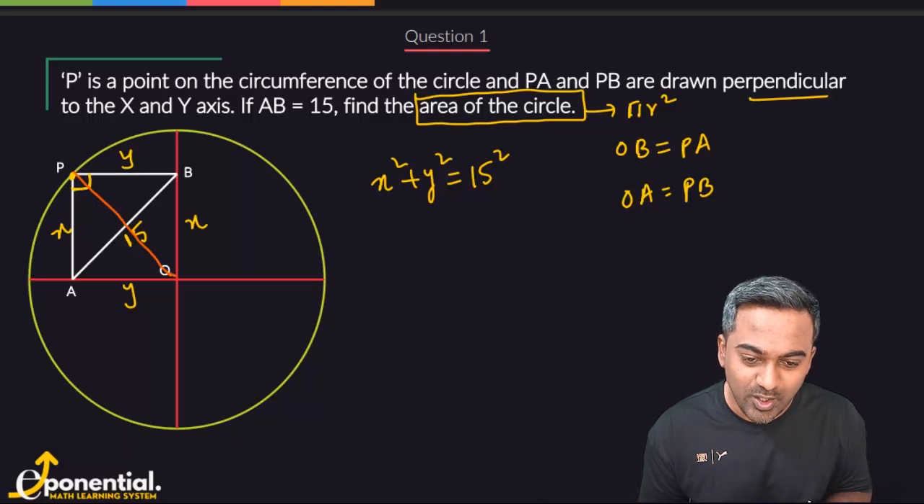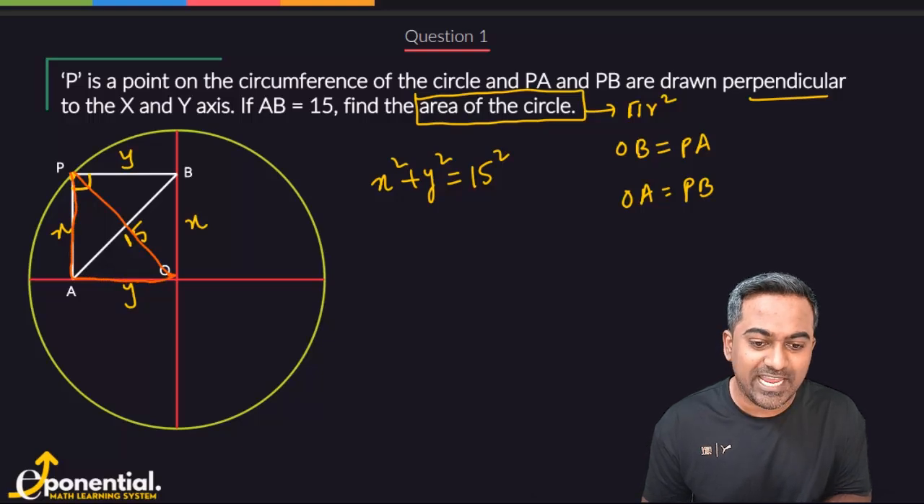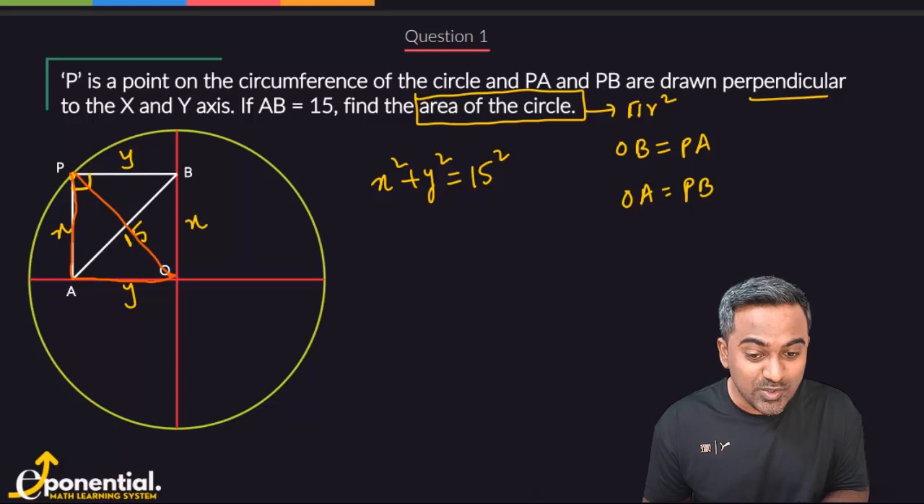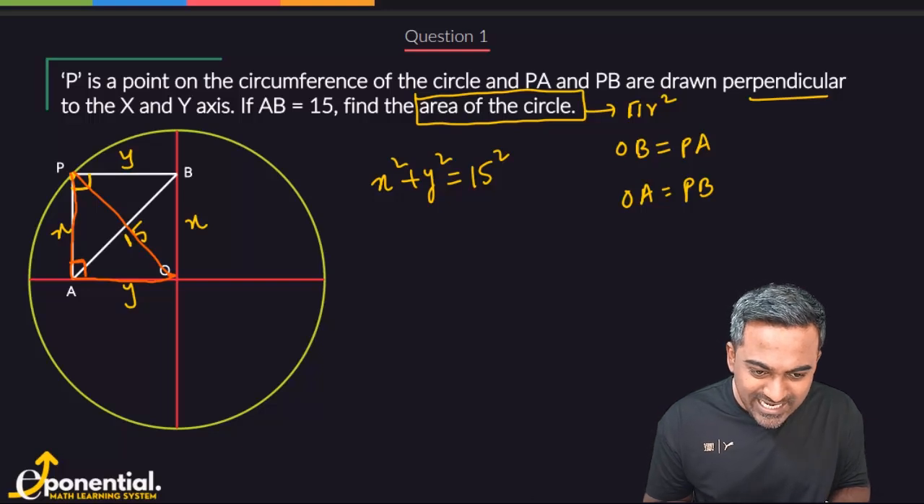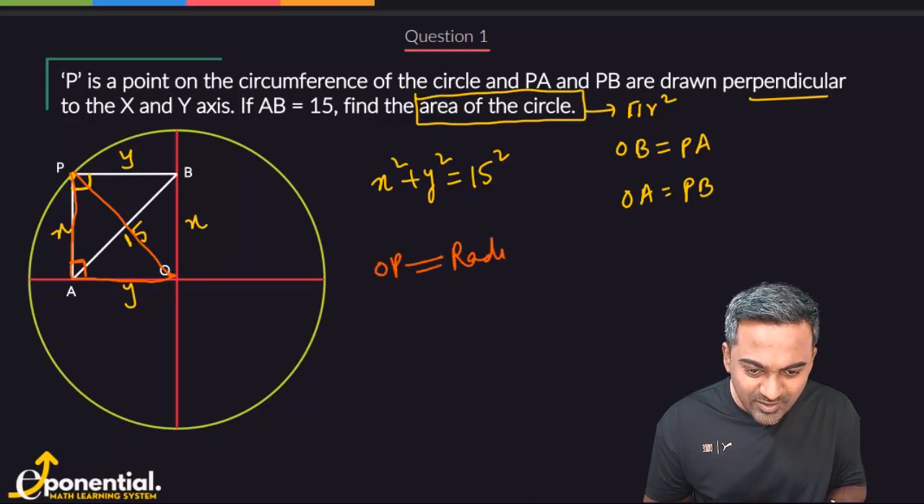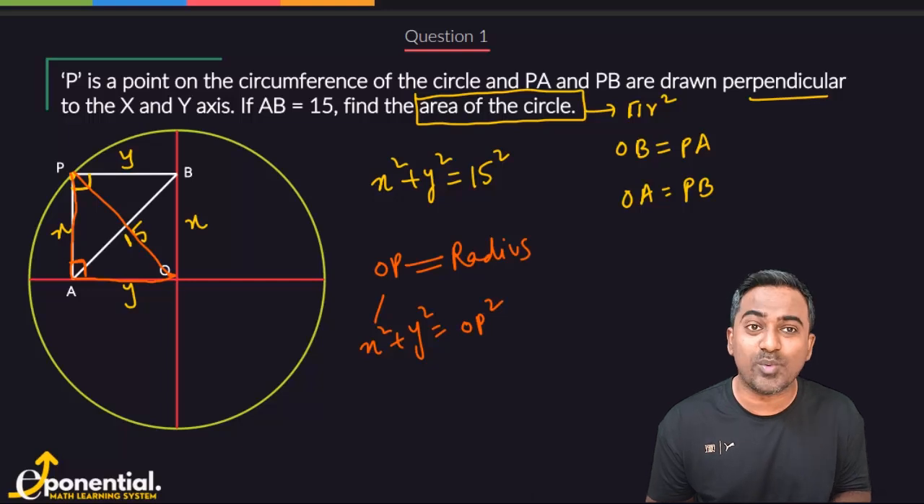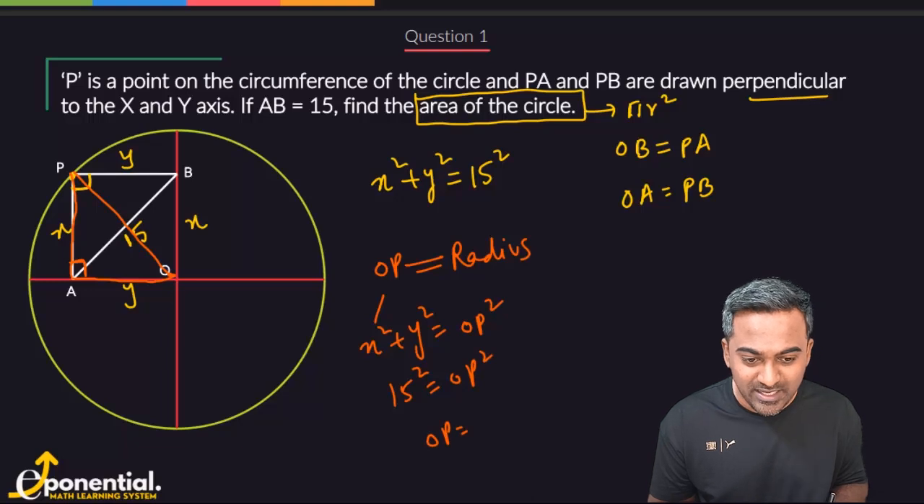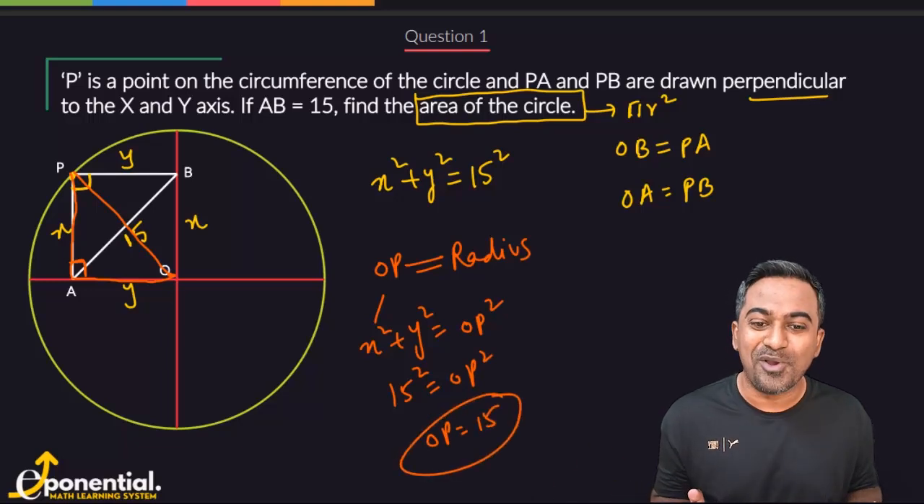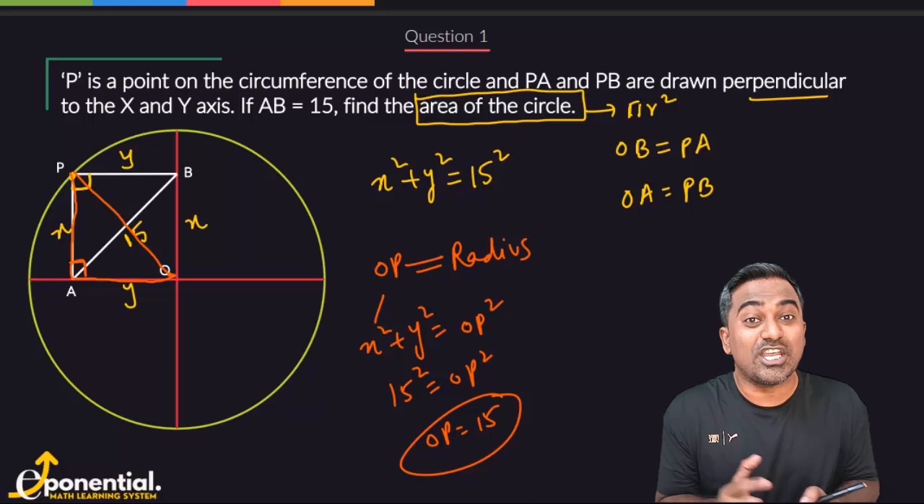Now, if I look at this part of the triangle, which I'm highlighting in orange, I have the same PA to be x and OA to be y. So it is also a right angle triangle because remember, we were dropping perpendiculars down. So OP happens to be the radius, right? And how do I find OP? OP is nothing but x square plus y square equals OP square. Now, x square plus y square we already know is 15 square. So 15 square is OP square, which means the radius OP is, there you go, 15. So all it required from your side was a change of perspective.